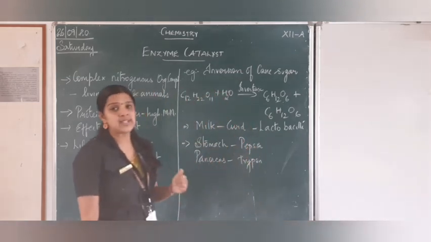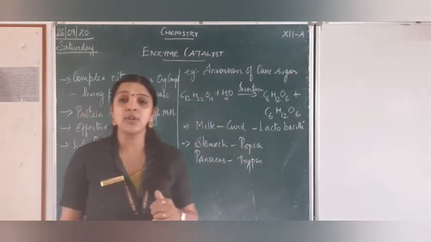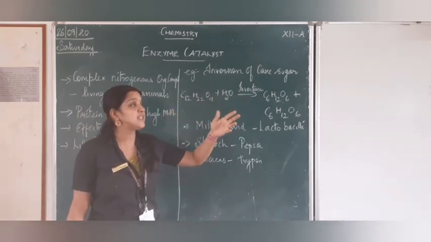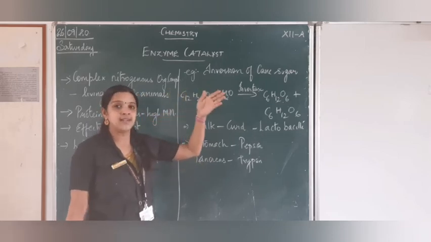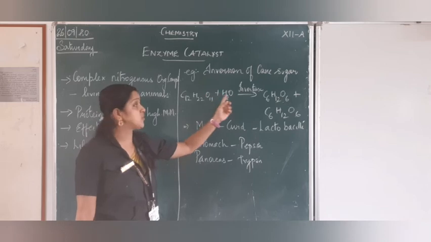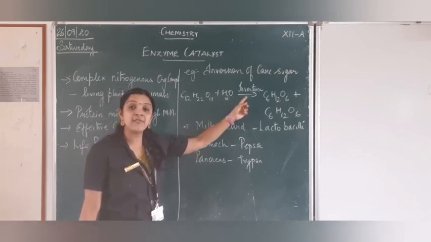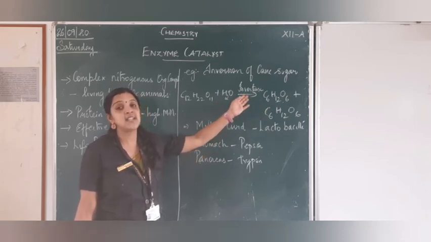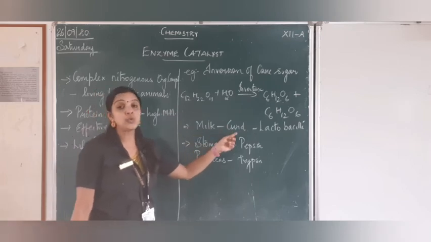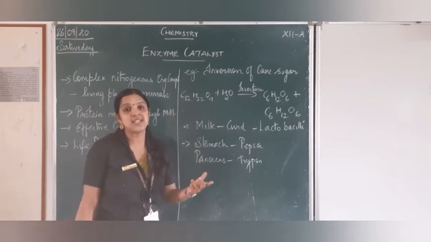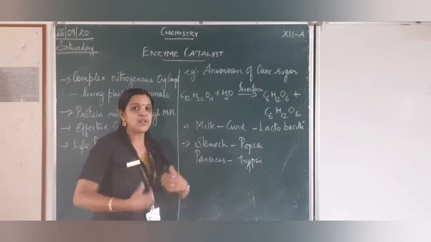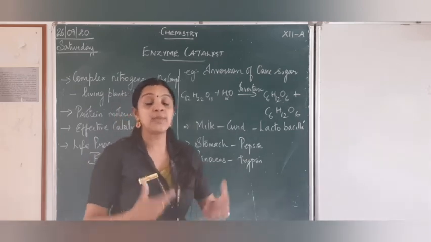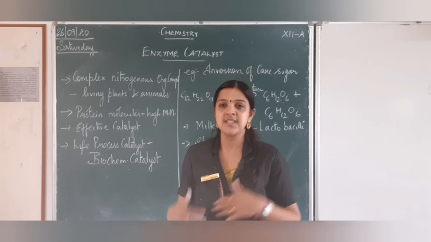I have given a few examples; some more are jotted in your textbook, please go through that, children. Inversion of cane sugar is the best example, which you have been learning from your 10th standard. Sugar, when hydrolyzed with water in the presence of invertase as an enzyme, gives glucose and fructose. Milk, if you want to convert into curd, lactobacilli is used as an enzyme. In the stomach we have pepsin, and in the pancreas trypsin, which convert proteins into amino acids on hydrolysis.